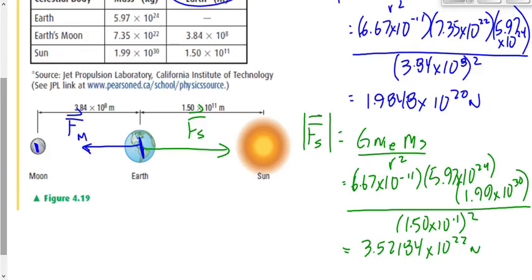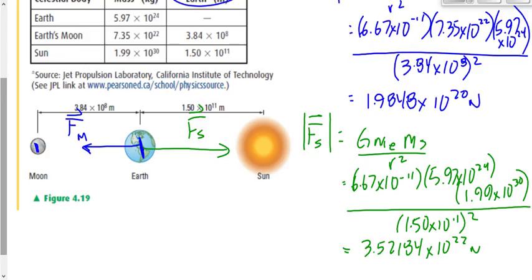Which pulls on the Earth more, the Moon or the Sun? Sun. That's not a big surprise, is it? The Sun is 100,000 times heavier than the mass of the Earth. 10 million times heavier than the Moon. Now, it is also further away, which reduces the force, but not that much further away.